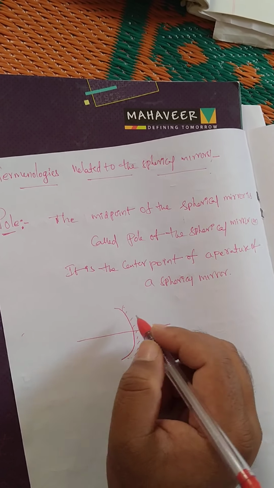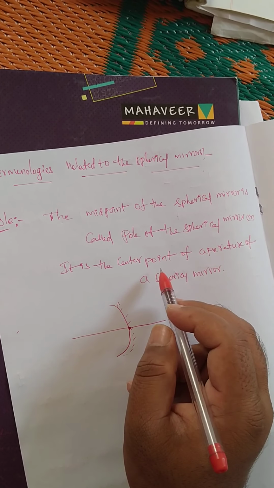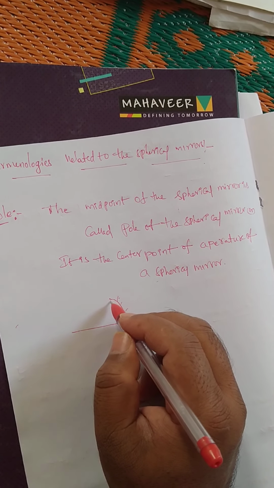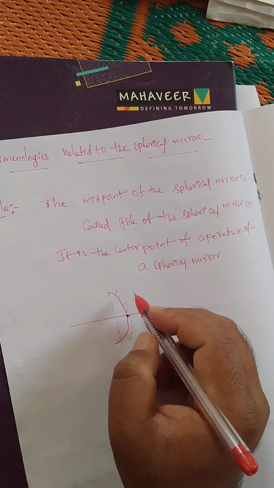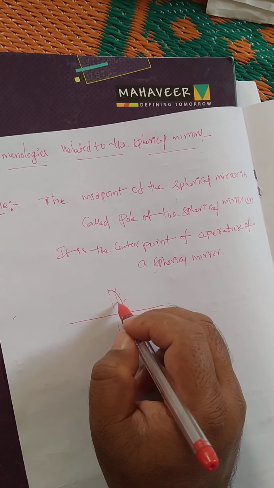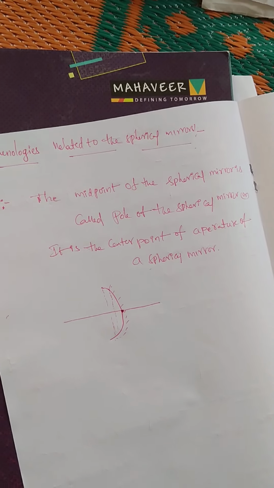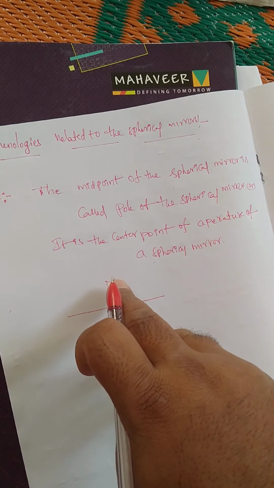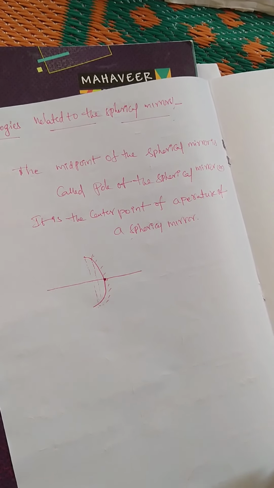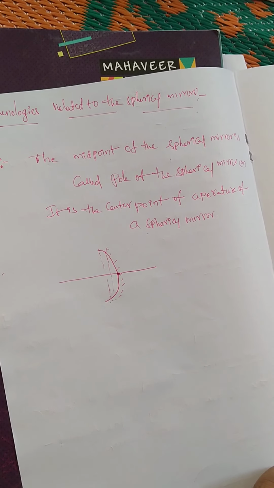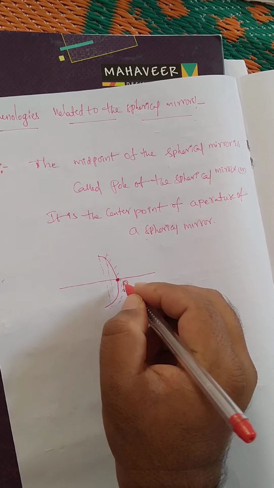This is a concave mirror, because it is a spherical mirror whose reflecting surface is inside. So the pole is the midpoint of the spherical mirror or the center point of the aperture of the spherical mirror. The diameter of the spherical mirror we call the aperture of the spherical mirror. Here we neglect this, so I am just taking it like this. This dotted line represents the mirror itself. That we call the aperture or diameter of the spherical mirror. So the center point of the aperture of a spherical mirror is also called the pole; the midpoint of a spherical mirror is called the pole.